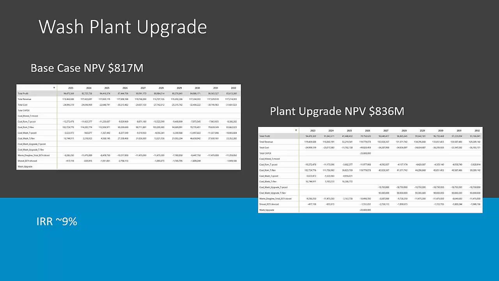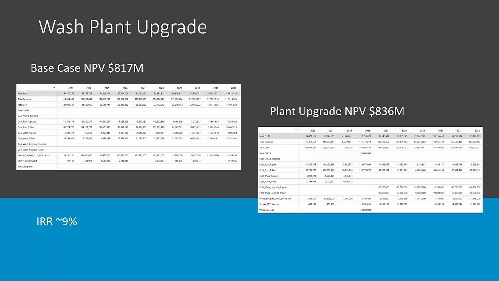You'll also notice that it didn't purchase the plant until 2026. I gave it the option to purchase that plant whenever it wanted, so it can dynamically choose when to implement that plant upgrade. Now this NPV is actually only a 9% IRR. That may not be enough to get over your internal capital hurdles. There might be other places that's better to spend that capital and better to improve your mine. So this would be one scenario among many for capital choices I might look at.